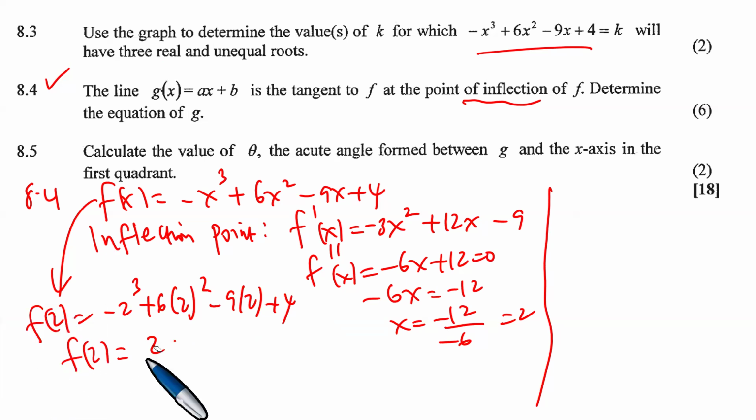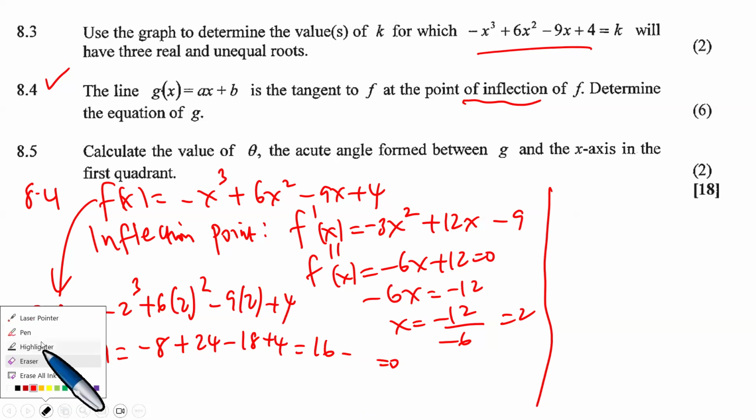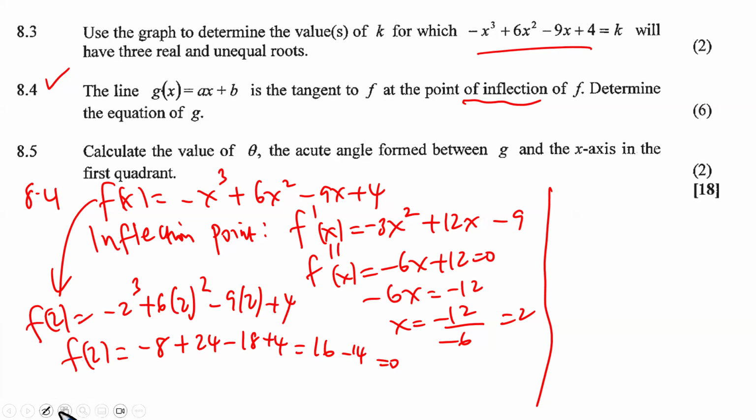Let's just check this out, to avoid human error. This is exactly minus 8 plus 6 by 4, which is 24, minus 18 plus 4. So this one is 16, and this one is minus 14. So it's 16 minus 14, and 16 minus 14 is actually 2.